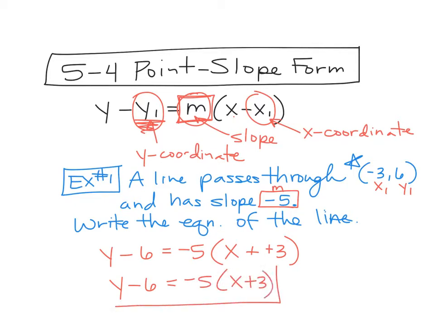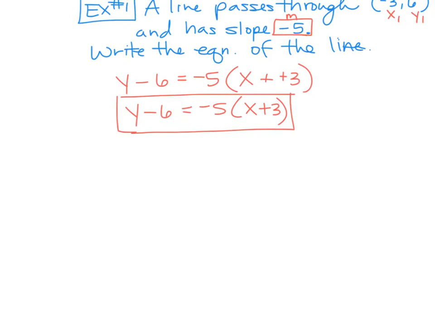That is point slope form. You don't have to rearrange at all. If they say, give me the equation of a line, and they don't say it has to be in slope intercept, then you leave it like that. Okay, that is your answer. Questions on that? Okay, I'm gonna do another problem just like that with a different point and a different slope.